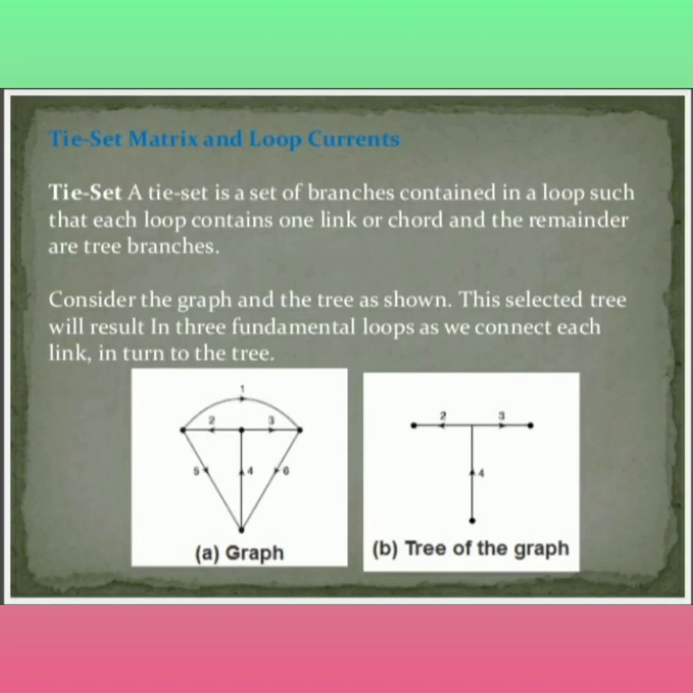Tieset matrix and loop currents. A tieset is a set of branches connected in a loop such that each loop contains one link or chord, and remember the rest are tree branches. Consider the graph and the tree as shown. This selected tree will result in three fundamental loops as we connect each link in turn to the tree.